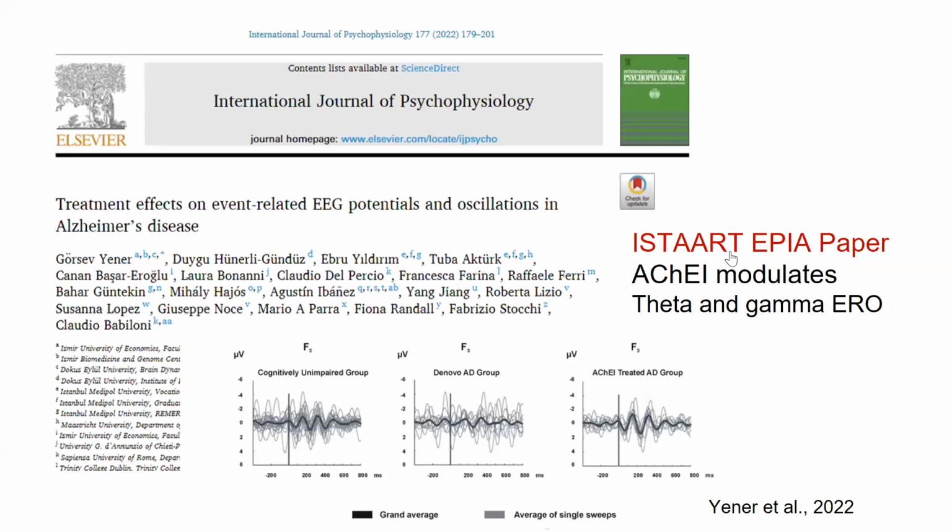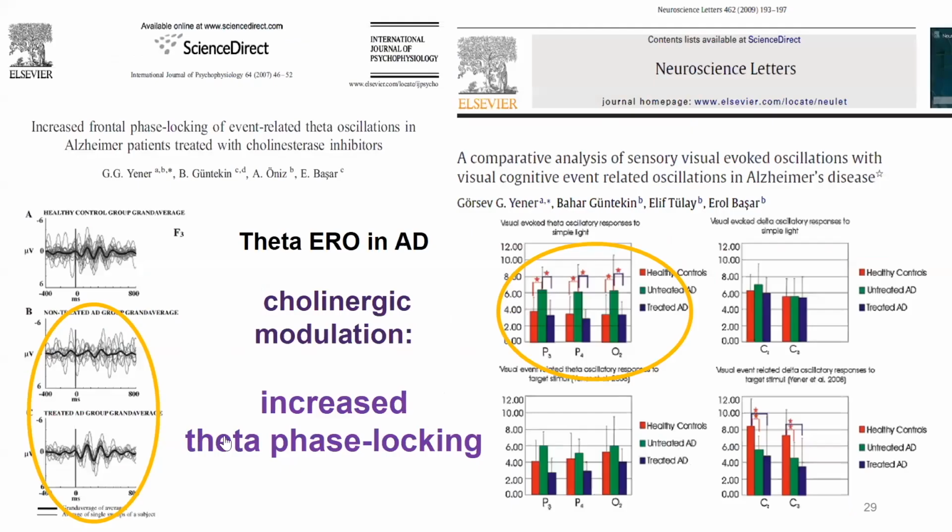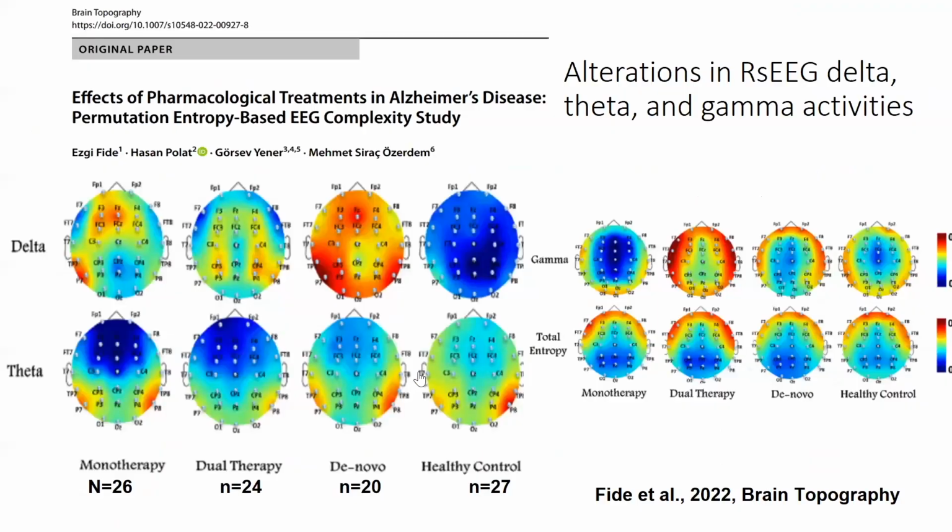And we also use memantine, which is added to cholinergic drugs in moderate AD, or in many cases starting from mild AD. And alterations can be seen in theta, gamma, and delta in resting state entropy measures. Another story is neuromodulation.